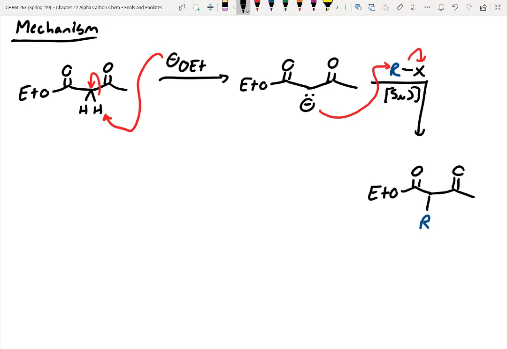If we wanted, we could continue on and do this again, right? So add more sodium ethoxide, a second alkyl halide, and get on a new R group. So we can stop here. It's up to us, though. Assuming we just had this in solution, why wouldn't it just continue on?